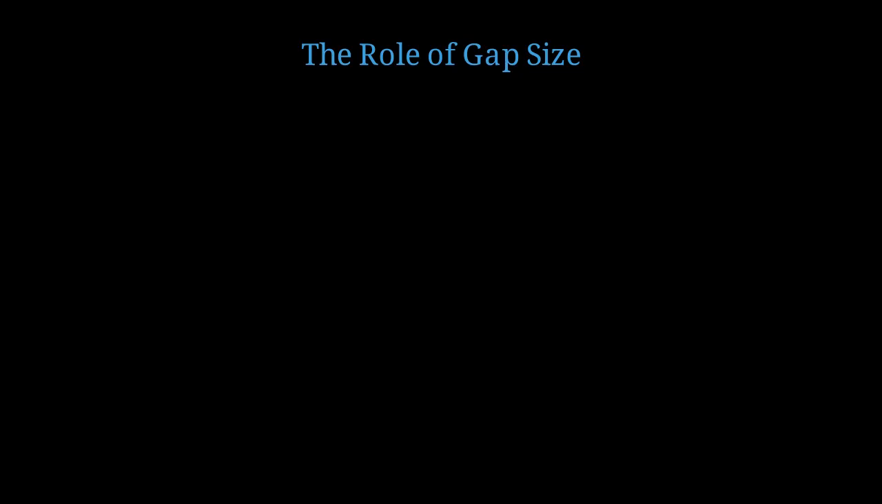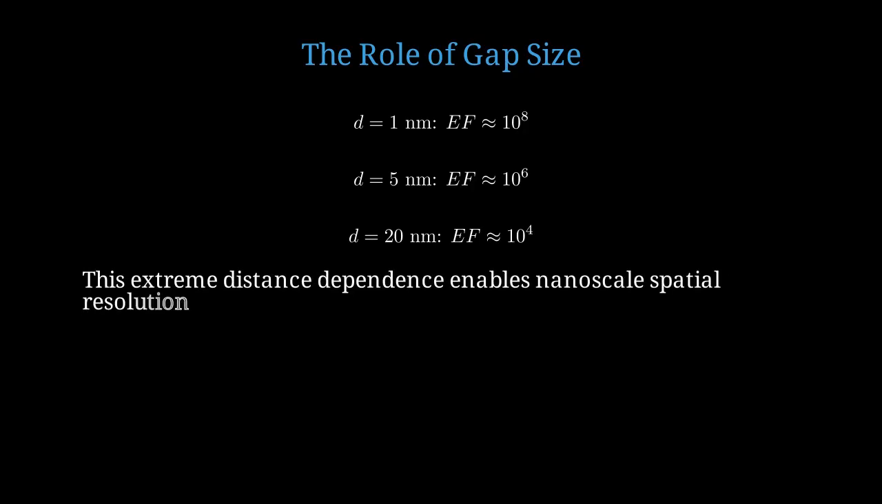Let's examine how field enhancement depends on gap distance. For a 1 nanometer gap, the enhancement factor can reach about 100 million. Increasing the gap to 5 nanometers reduces the enhancement to about 1 million. At 20 nanometers, the enhancement factor drops to around 10,000. This extreme distance dependence is both a challenge and an opportunity. It enables unprecedented nanoscale spatial resolution in spectroscopy.